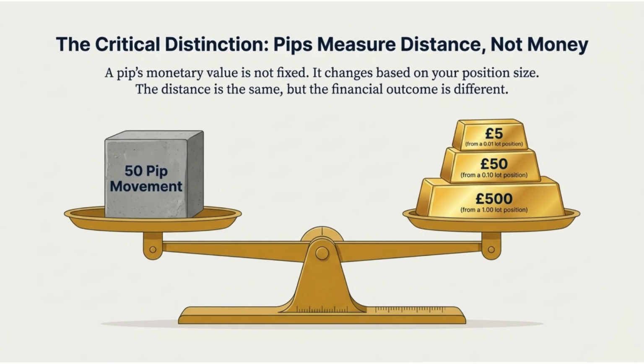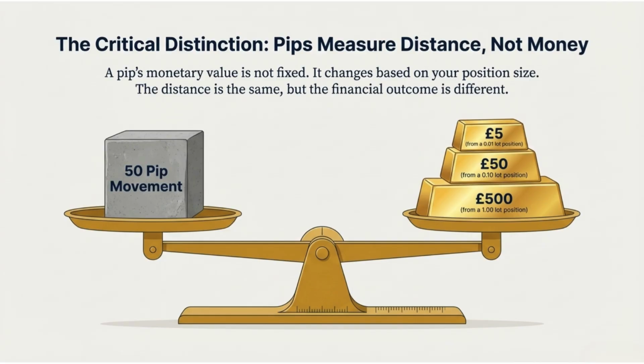Now you scale up tenfold to what's called a mini lot, which is 0.10 lots. This is where the risk starts to increase. Right. And now the market moves the exact same 50 pips that it did before. But that movement now results in approximately 50 units of your account currency in profit or loss. $50. Okay, now we're talking.